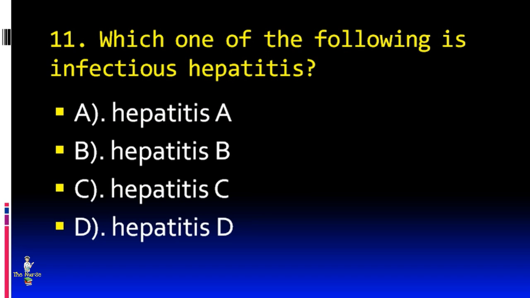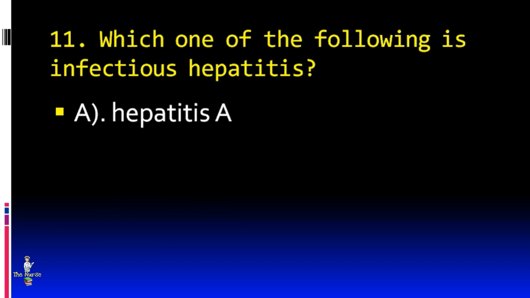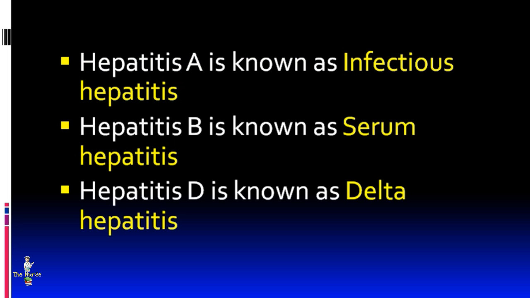Which one of the following is infectious hepatitis? Hepatitis A, hepatitis B, hepatitis C or hepatitis D? Correct answer is hepatitis A. Hepatitis A is known as infectious hepatitis. Hepatitis B is known as serum hepatitis. Hepatitis D is known as delta hepatitis. Next question.